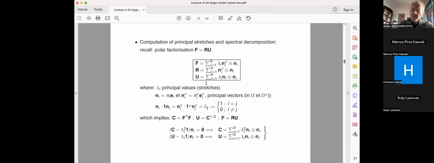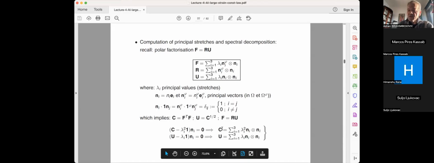Now, the spectral decomposition of this U gives me a very easy spectral decomposition of C, given that C is F transpose F or U squared. That becomes simply lambda_i squared N_i tensorial N_i, summing up over these three values for lambda_i. And basically, that's how you can do it.